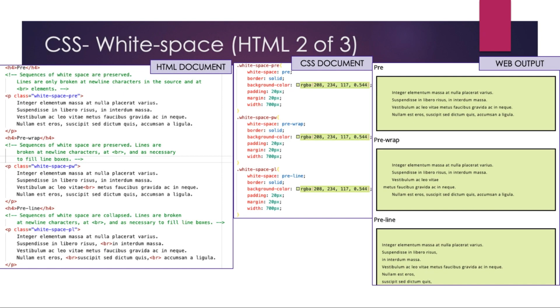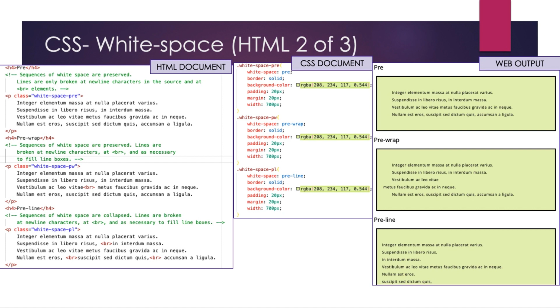And 3 other values here. We have pre, pre-wrap, and pre-line in order of appearance. And here for pre, lines are only broken at new line characters in the source and at break elements. For pre-wrap, lines are broken at new line characters, at break characters, and as necessary to fill the line boxes. And you see how strange that looks in the second example.